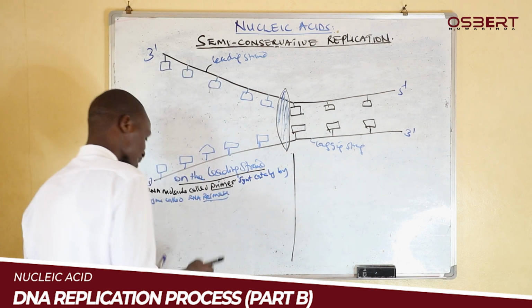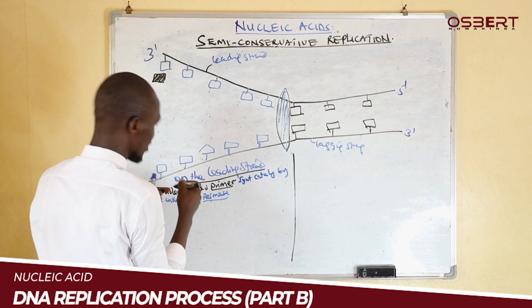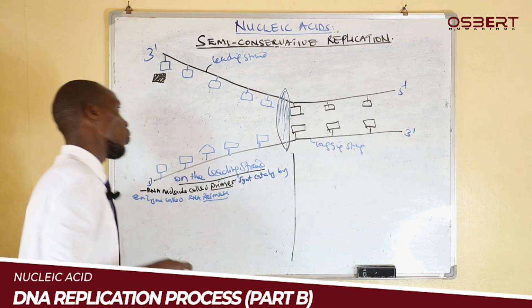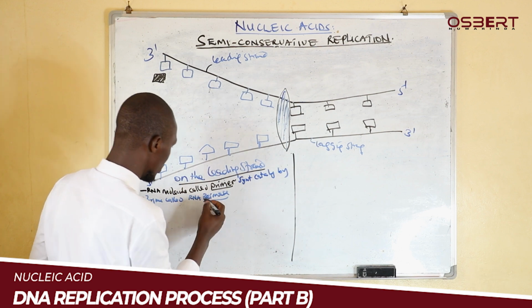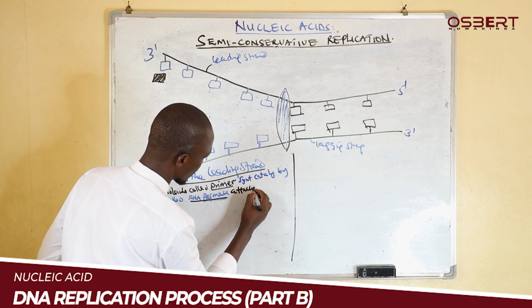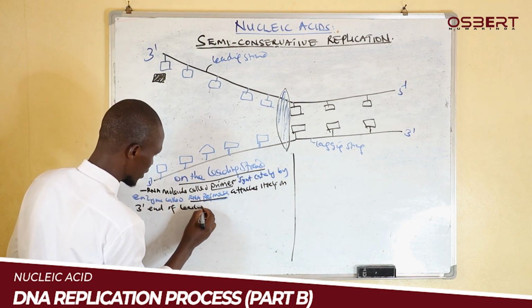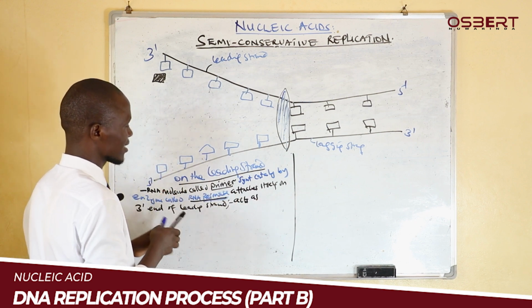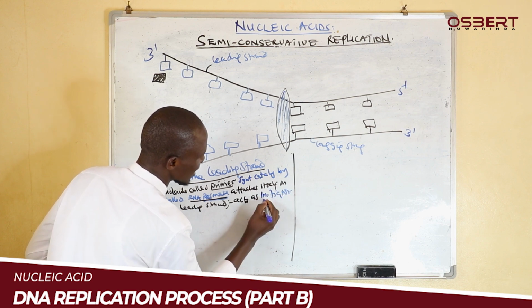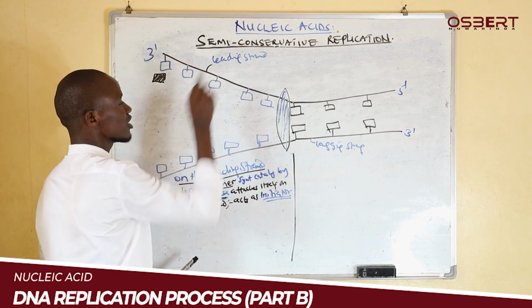Now, this primer comes and attaches itself at the extreme end, at the 3' end of the leading strand. When it attaches itself there, this RNA molecule called the primer, whose synthesis is catalyzed by what we call RNA primase, attaches itself where? Attaches itself on the 3' end of the leading strand. And we are saying this primer acts as what? It acts as an initiator, initiating the process of DNA replication, especially on the leading strand.